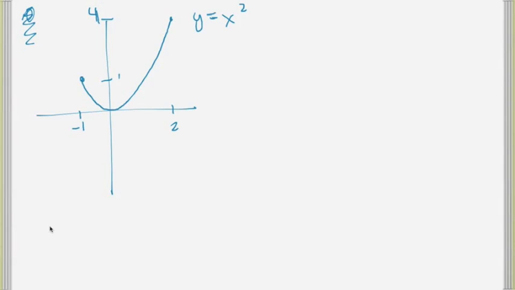It says draw the line segments connecting consecutively the points in the graph where x is -1, 0, 1, and 2. So what we're going to do is connect with a straight line -1 to 0, 0 to 1, and 1 to 2.